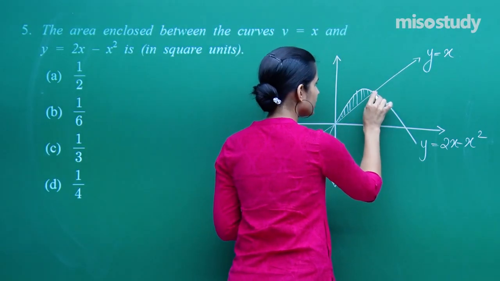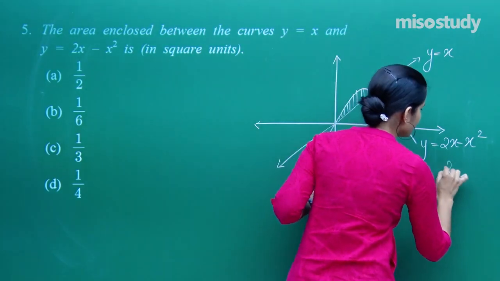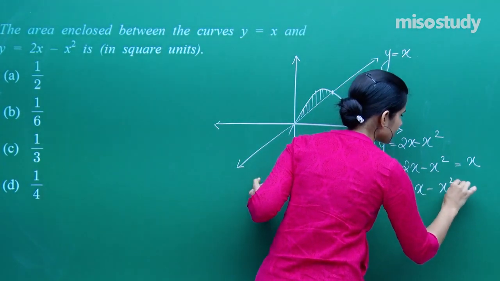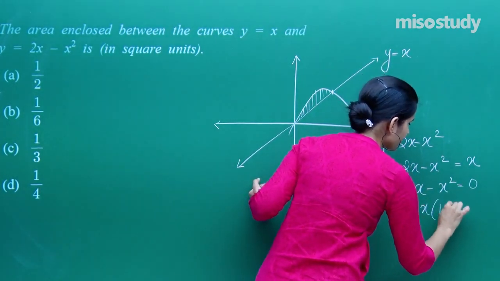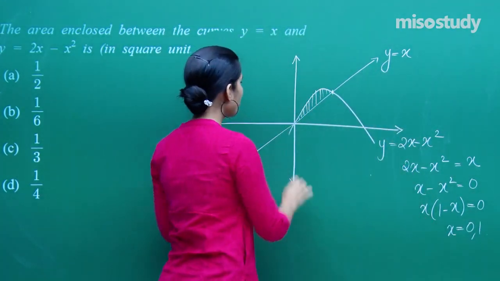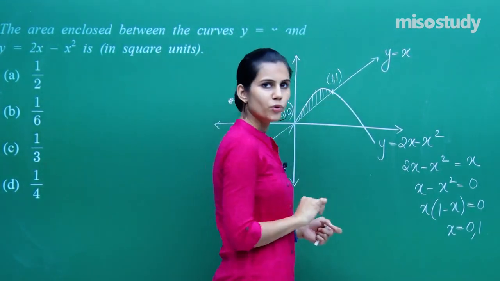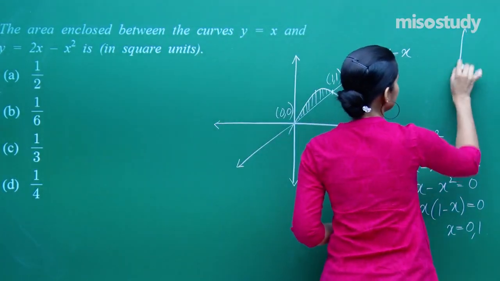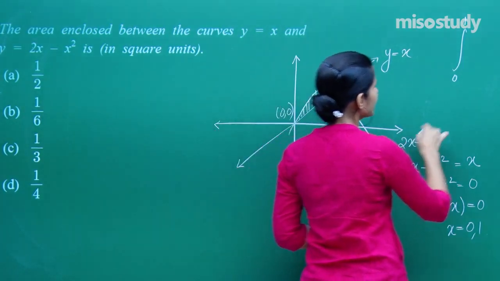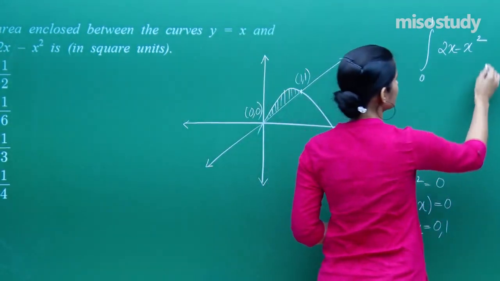For that you need the points of intersection. In place of y you put x, you get 2x minus x squared equals x. 2x minus x is x. X comes out, you're left with 1 minus x equals 0. X is 0 and 1. So (0, 0) is one point of intersection, and (1, 1) is the other. Your answer is the integral from 0 to 1 of, y is 2x minus x square, minus y equals x, so minus x.